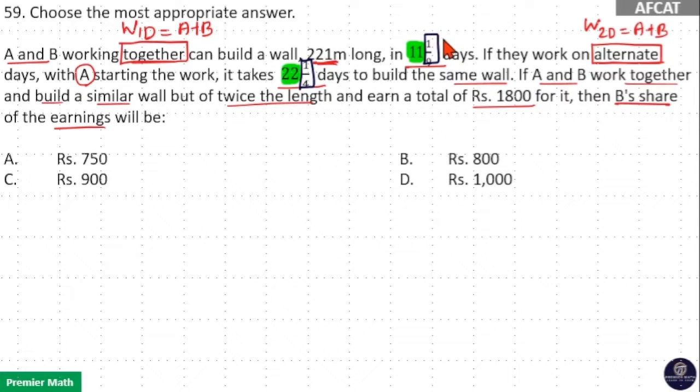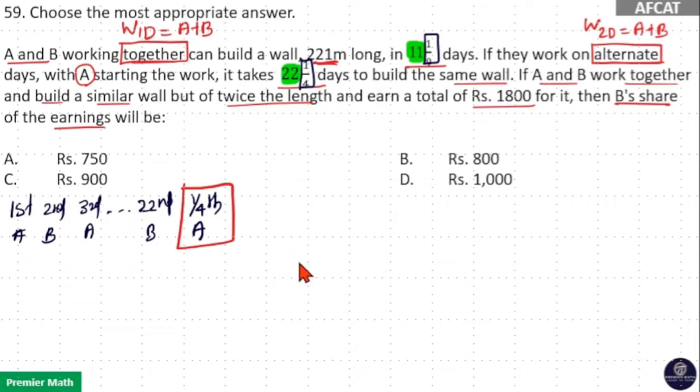So, work completed by A plus B in 1 by 9 days is equal to work completed by A in 1 by 4 days. Because in the second case, A and B are working alternately. So, first day A will work, second day B will work. Again on third day A will work. So, this will continue until the 22nd day, that is on even day, B will work. Then on the last day, that is 1 by 4th of the last day, again A will work. So, this work completed by A in 1 by 4th day is equal to work completed by A plus B in 1 by 9th day.